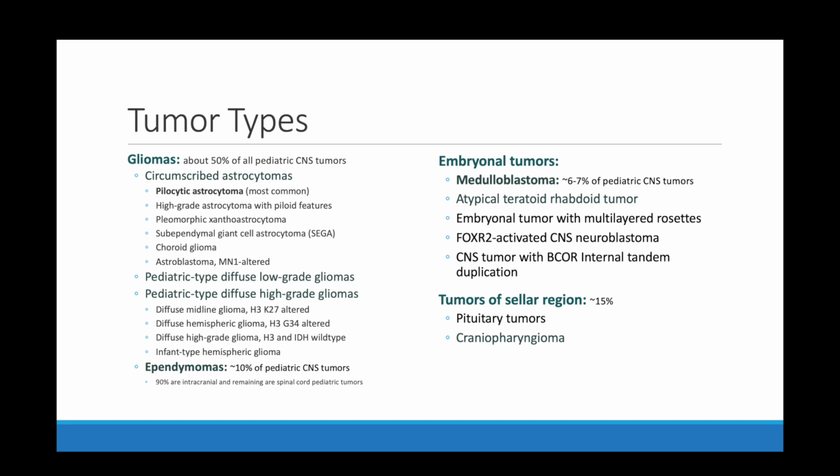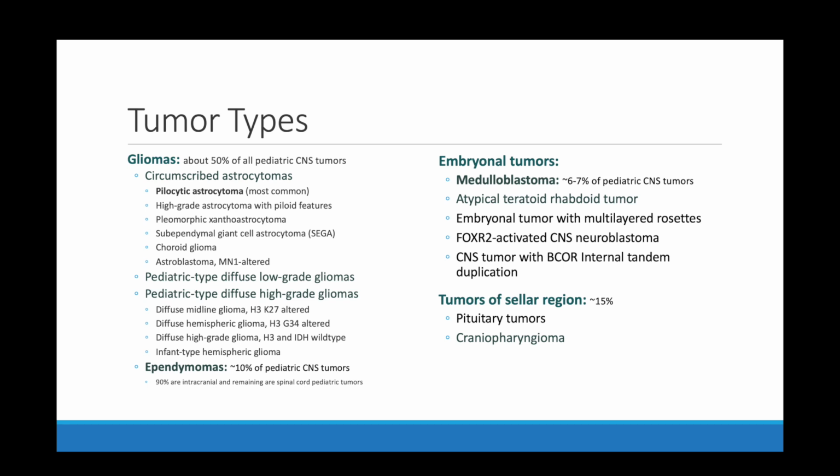Other tumors that we see include ependymomas, which make up about 10% of pediatric CNS tumors, and about 90% of the time these tumors are intracranial, but once in a while they can also be spinal cord ependymomas.